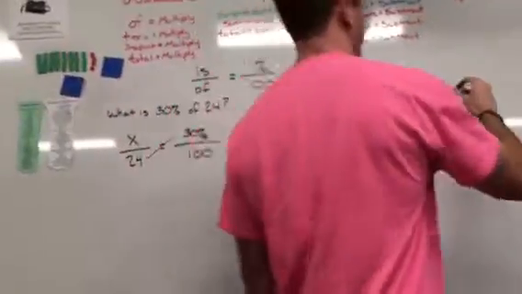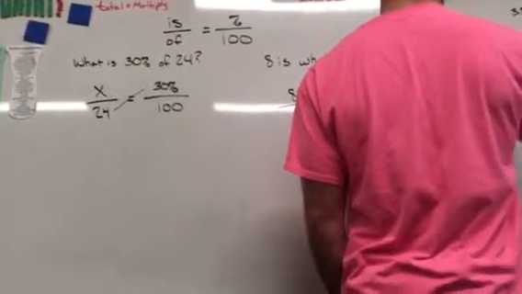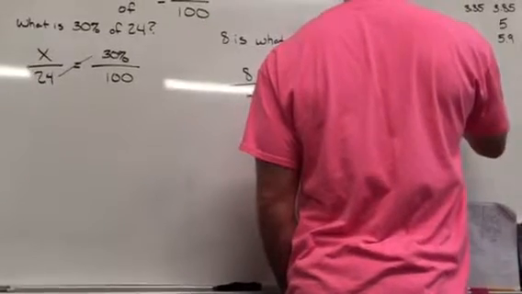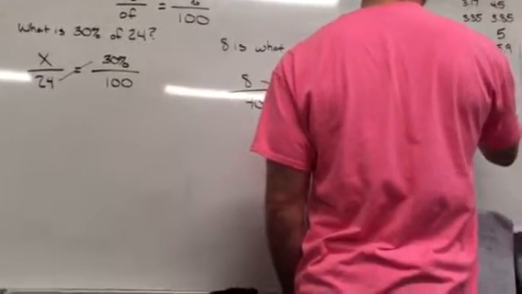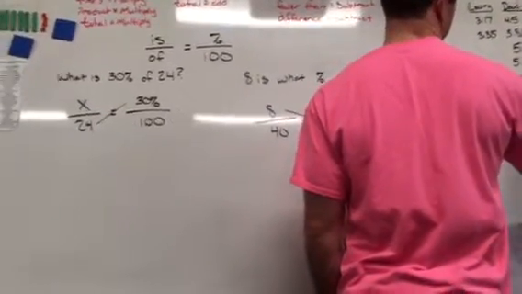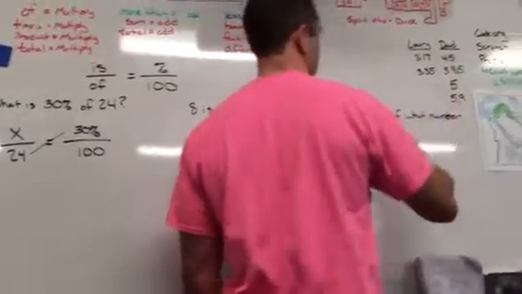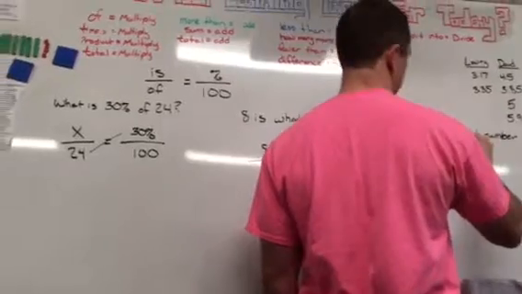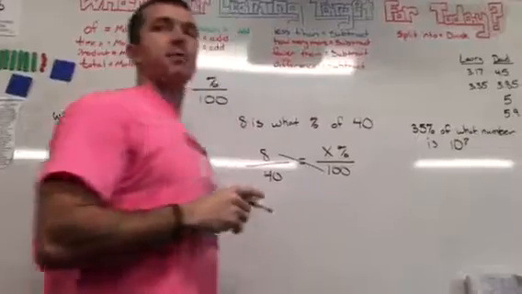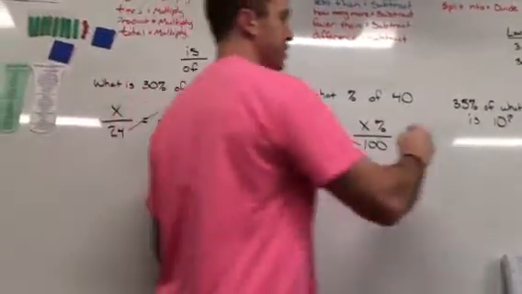So let's go, no, let's go with 35% of what number is 10? 35% of what number is 10? So let's set up our is over of.